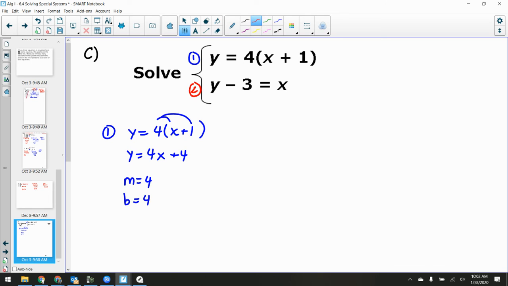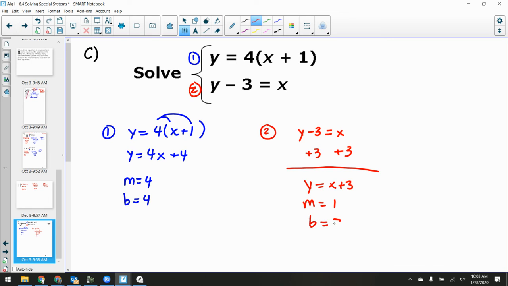Equation 2. I just add the 3 over to the other side. Okay, y is equal to x plus 3. Slope is 1. I don't even really care about what my y-intercept is, because if the slopes are not the same, how many solutions does it have? One solution.